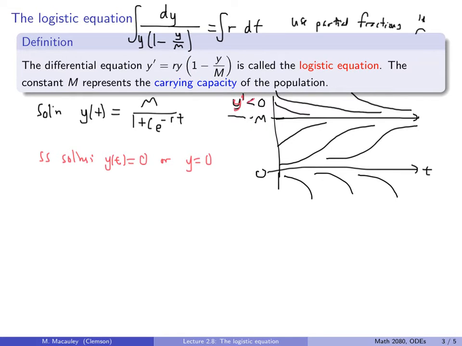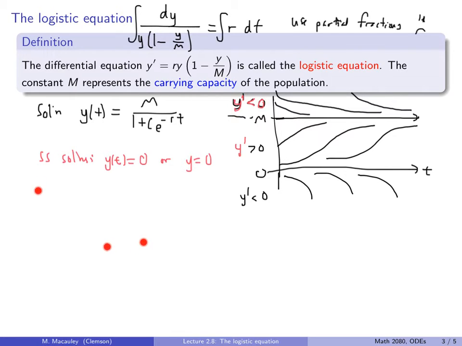That's going to look bad. Y prime is less than 0 in this region. If y is between 0 and m, that will be positive, that will be positive, so y prime is positive. And down here, y prime is negative, because both of these, that's going to be negative and that's going to be positive. Okay, so let me say a few obvious things about this.